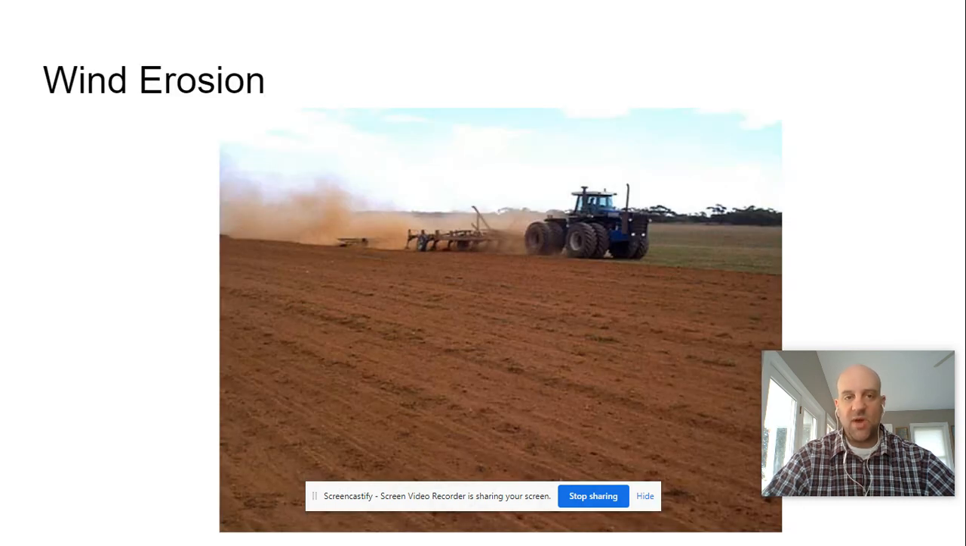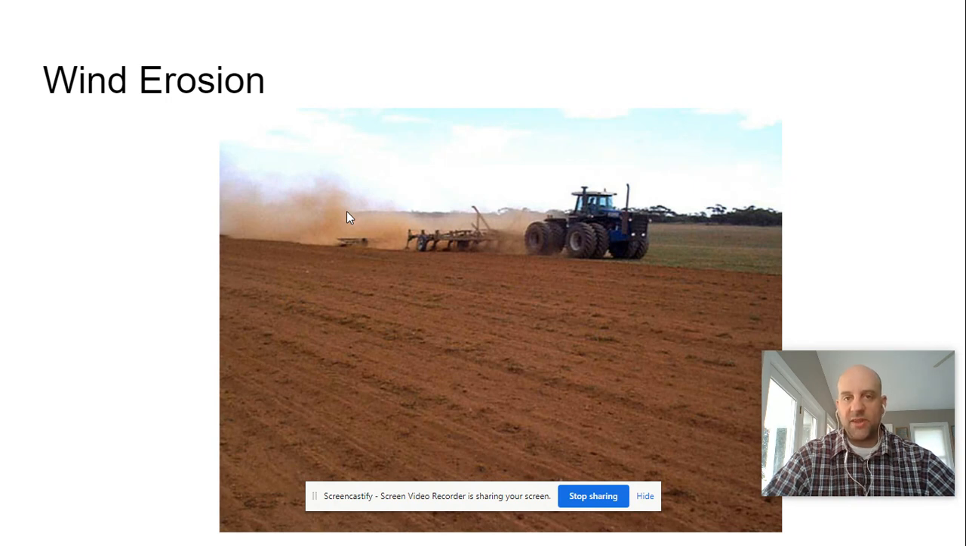The big reason why we had a problem with wind erosion during the Dust Bowl is we had lots of loose sediment near the surface. And the big reason for that was over tilling the land. We can see a modern tractor tilling the land and loosening up all the sediment, which is then being blown away by the wind here.